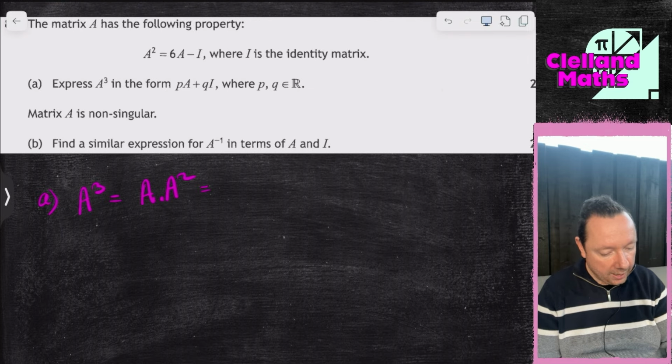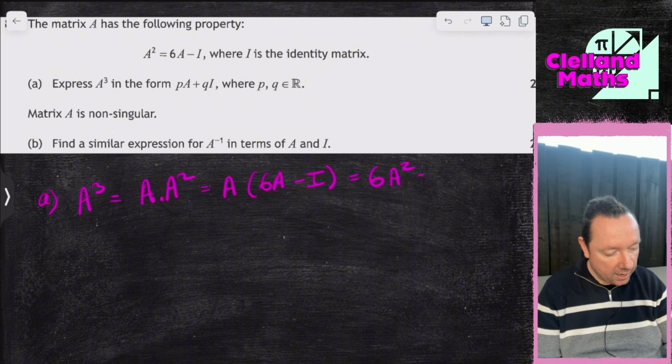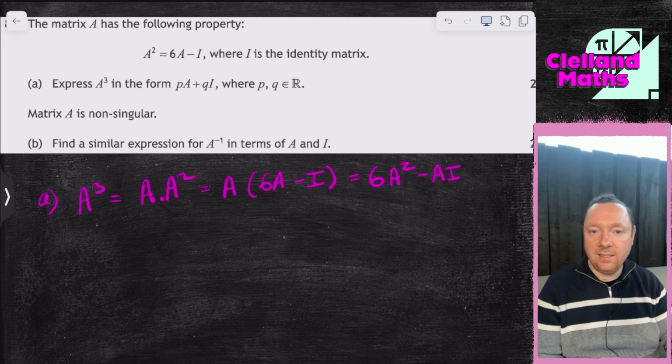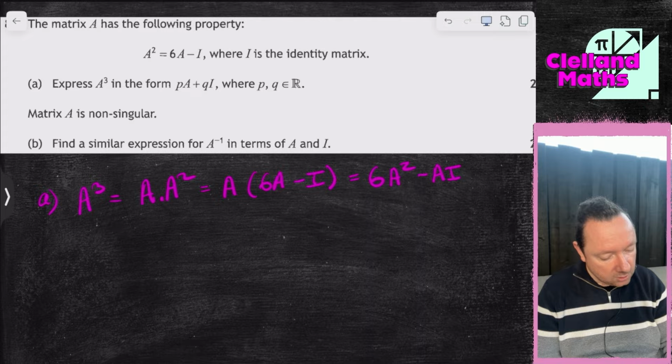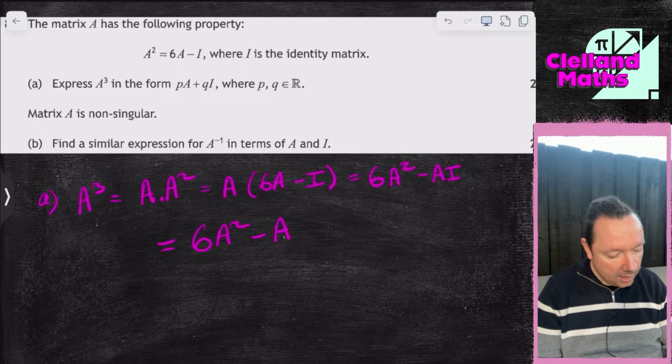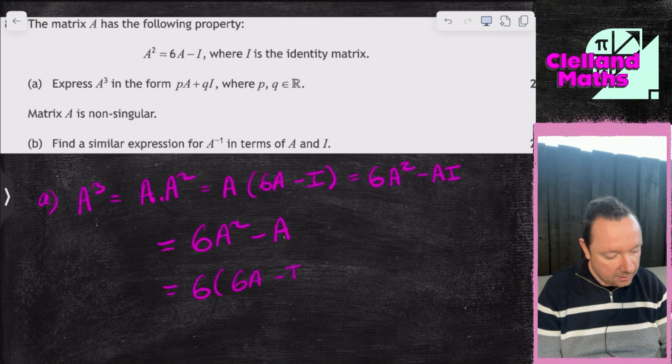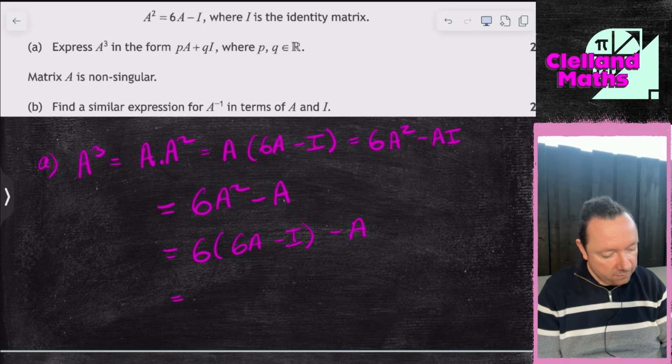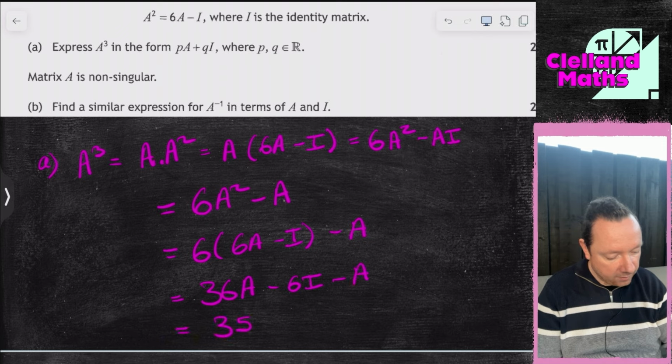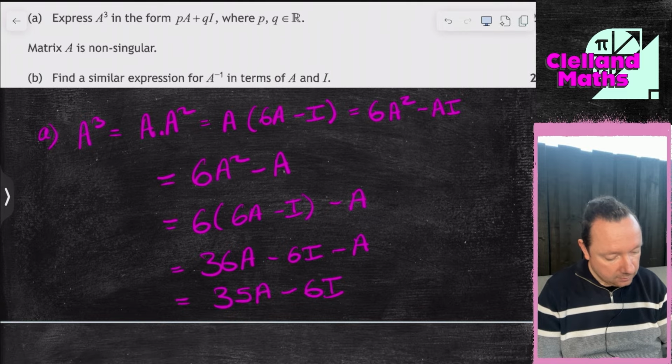So that is equal to A times 6A minus I. So that equals 6A squared minus AI, but a matrix times the identity is just the same as times by 1 essentially, it's just A. So that equals 6A squared minus A. And now we've got A squared again, so we can just say we've got 6A minus I minus A. 36A minus 6I minus A is 35A minus 6I. PA plus QI. We're done there.